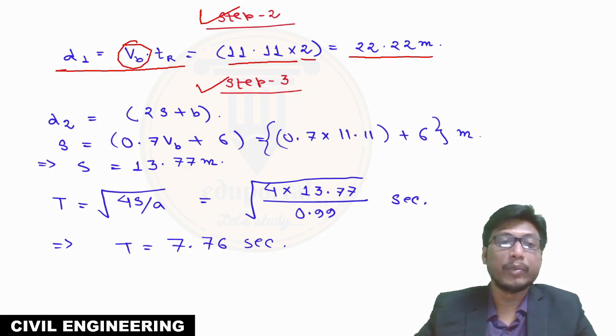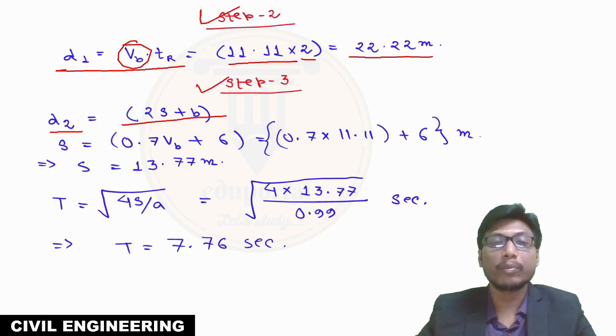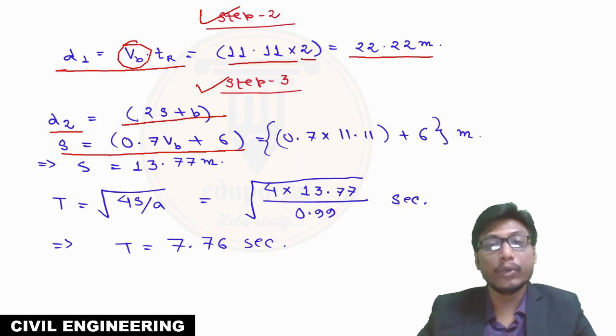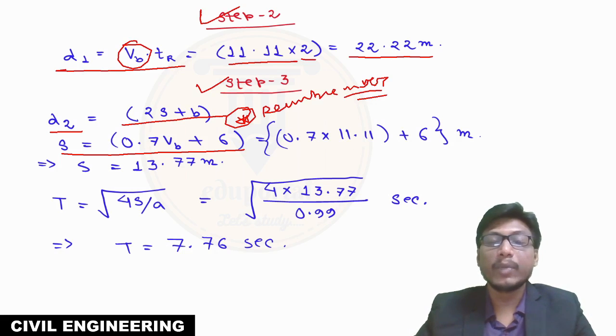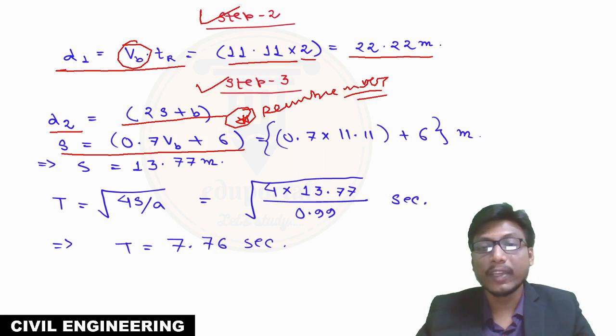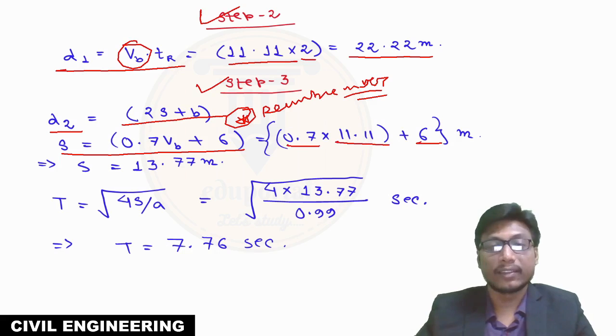Step number 3, D2. D2 equals 2S plus B. The equation for S is 0.7 VB plus 6. You need to remember this. Here VB is the velocity of the slowly moving vehicle, that is 11.11 meter per second, into 0.7 plus 6. If we do this, we get the value of S equal to 13.77.